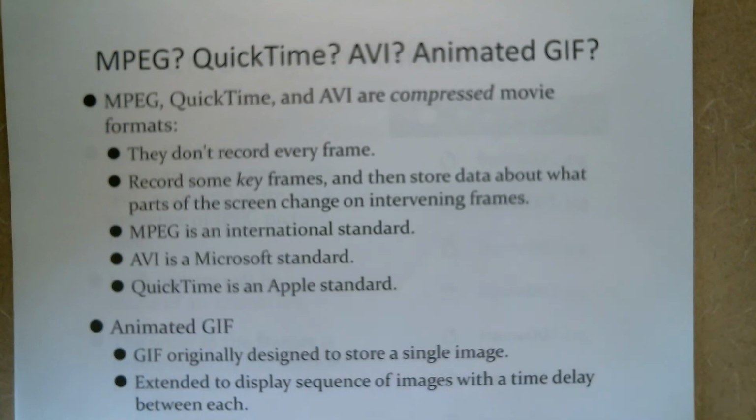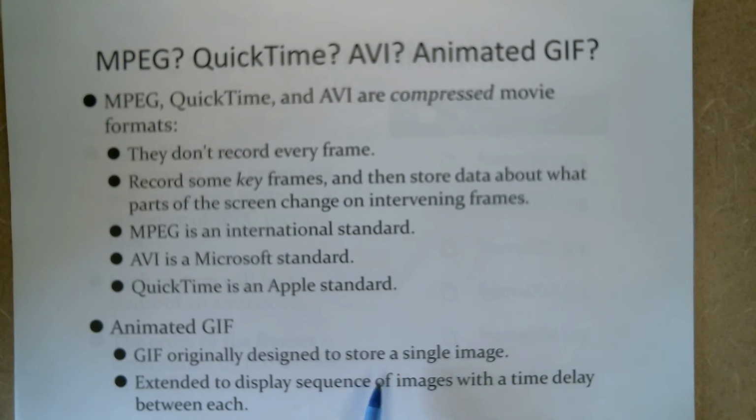So MPEG is an international standard, AVI is a Microsoft standard, and QuickTime is an Apple standard. So you've probably seen those before, or at least are vaguely familiar, but that's the breakdown of how that works. And then mostly in this class, we're actually going to be creating animated GIFs.